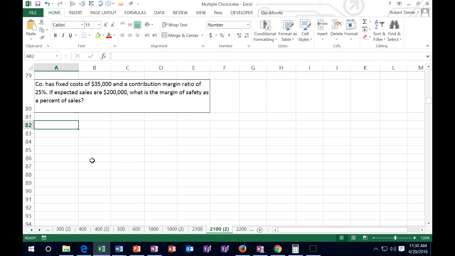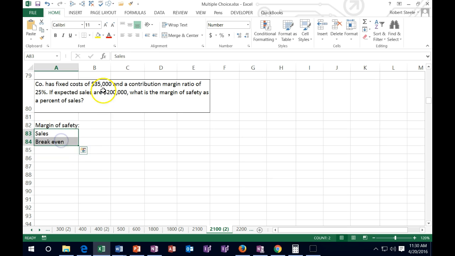So first we're going to think about, okay, what is the margin of safety? How can we calculate the margin of safety? We're going to put a colon there, and we're going to calculate that. That's going to be the sales minus the break even. So that's how we're going to calculate that.